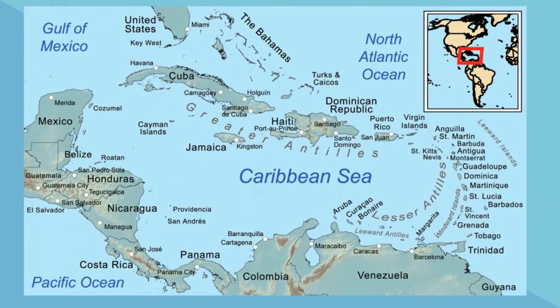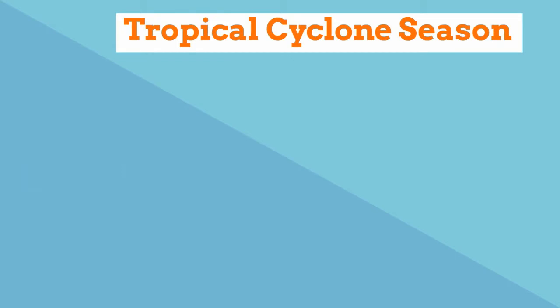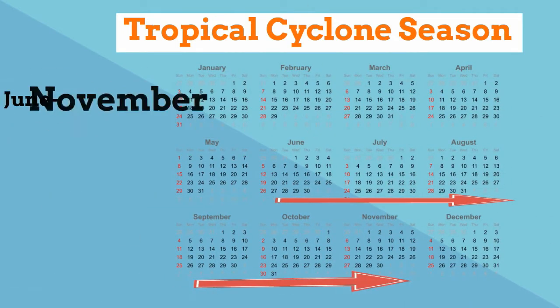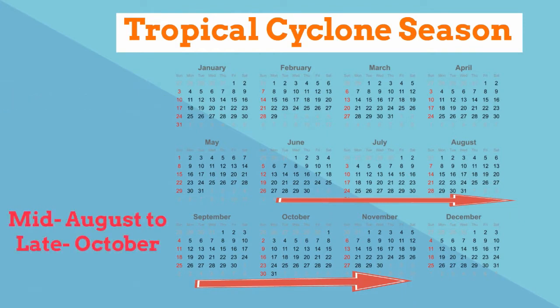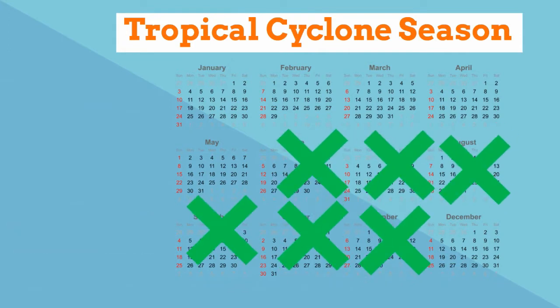For us here in the Caribbean, the official tropical cyclone season is from June to November, with the peak of the season being from mid-August to late October. However, deadly hurricanes can occur at any time in the hurricane season.